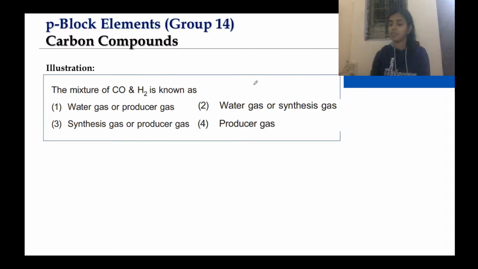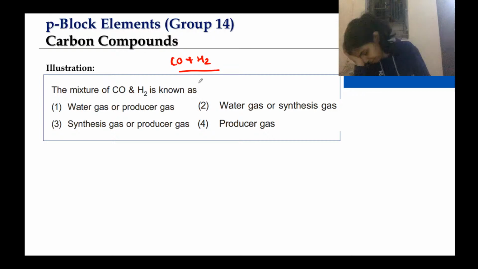Now answer me some questions. The mixture of CO and hydrogen, carbon monoxide and hydrogen mixture, is known as what? Water gas or producer gas, water gas or synthesis gas, producer gas or synthesis gas? What should be the answer for this question?